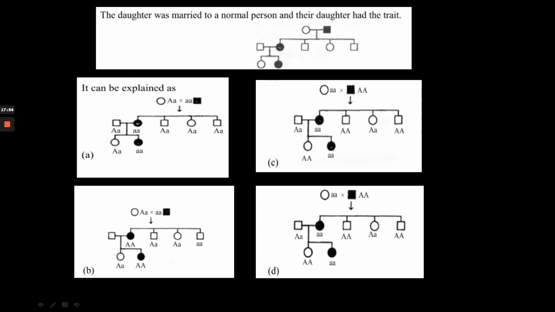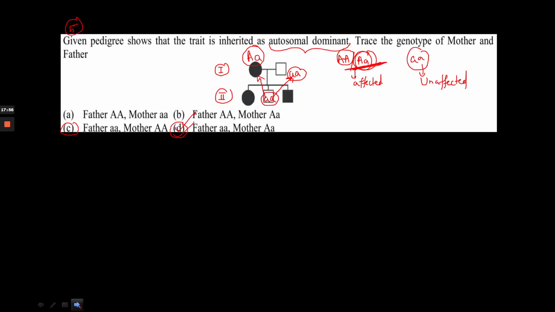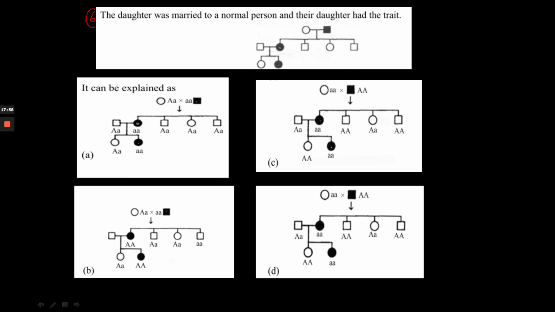Now the sixth one and the last one. The daughter was married to a normal person and their daughter had the trait. Okay, this is the first generation, this is the second generation, and this is the third generation. So they're saying that these are the parents and the daughter, and the daughter has married a normal person, and their daughter had the trait.